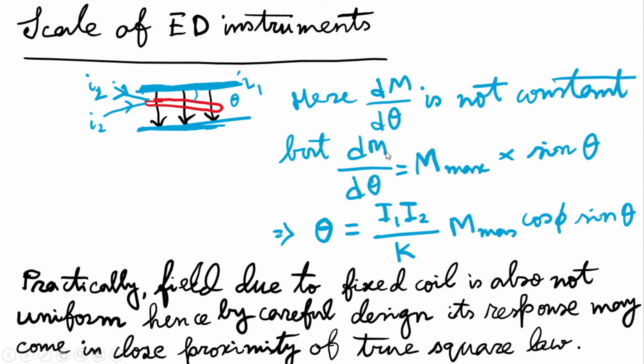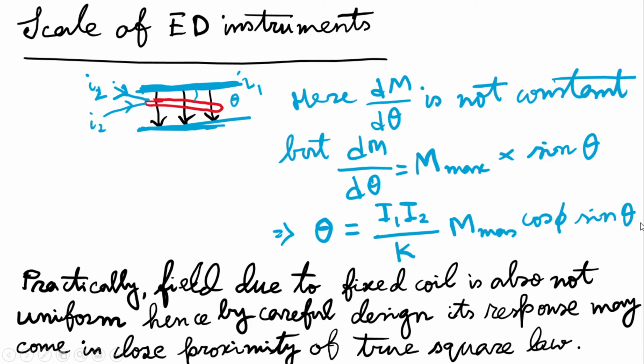Okay, dM/dθ will be M max sin θ. So dM/dθ also varies sinusoidally, M max sin θ. So θ will be equal to I1 I2 by K into M max. You know what is the expression? θ equal to I1 I2 by K cos φ dM/dθ. Now dM/dθ gives you M max sin θ, and cos φ is there. So it is giving you θ equal to I1 I2 by K M max cos φ sin θ.